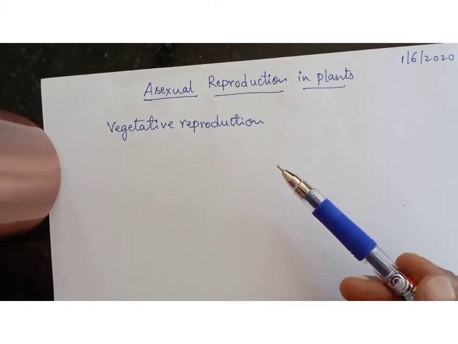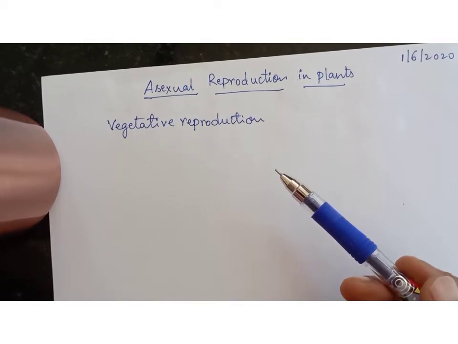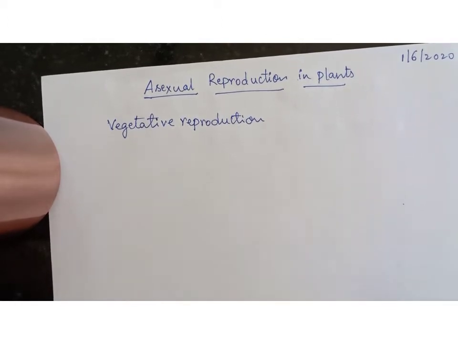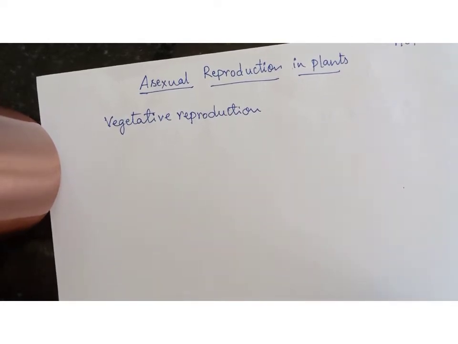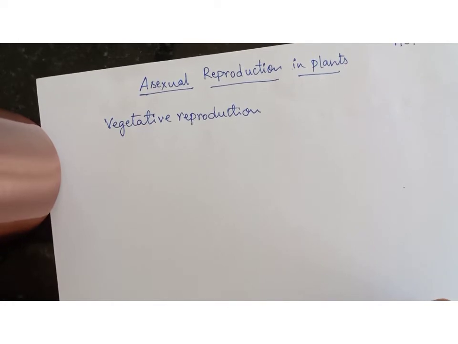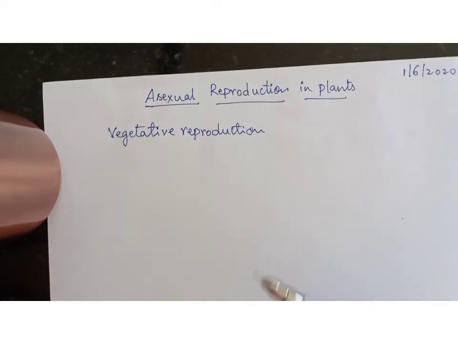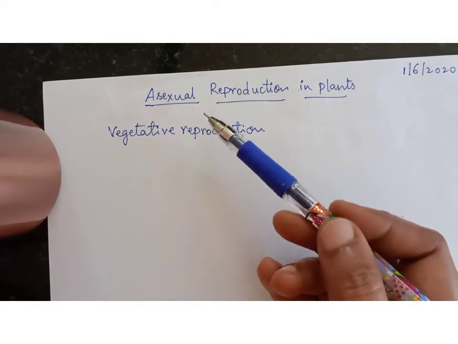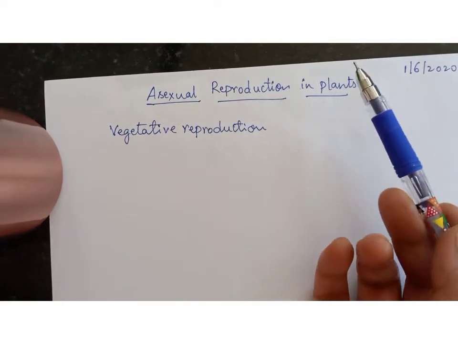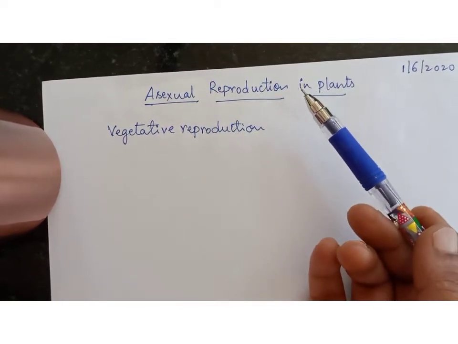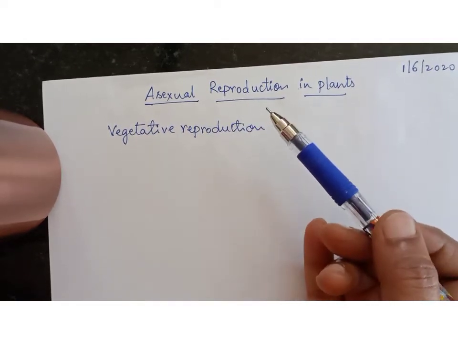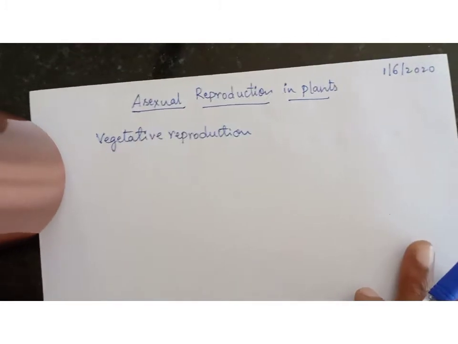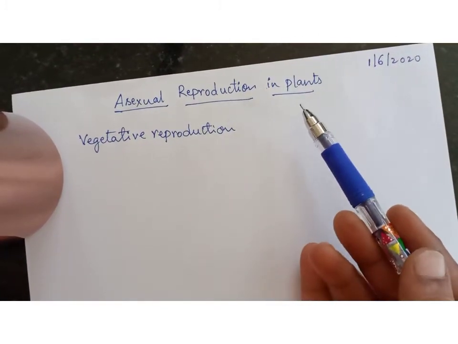In the last video we discussed asexual reproduction in lower organisms and also in lower plants like algae, how asexual reproduction takes place by producing special structures and spores. In this video we will study asexual reproduction in higher plants. In the last two videos we studied asexual reproduction in lower plants. In this video we are concentrating on asexual reproduction in higher plants.